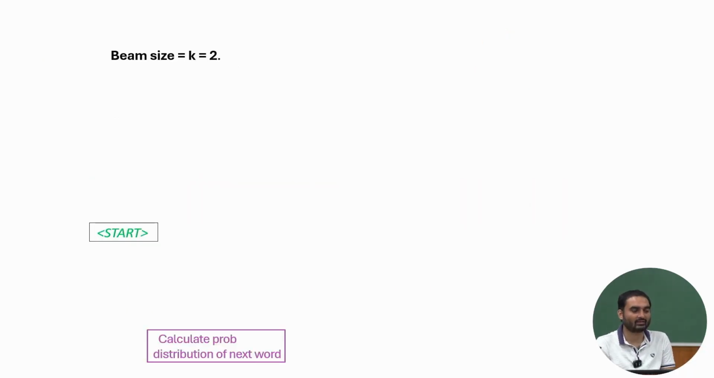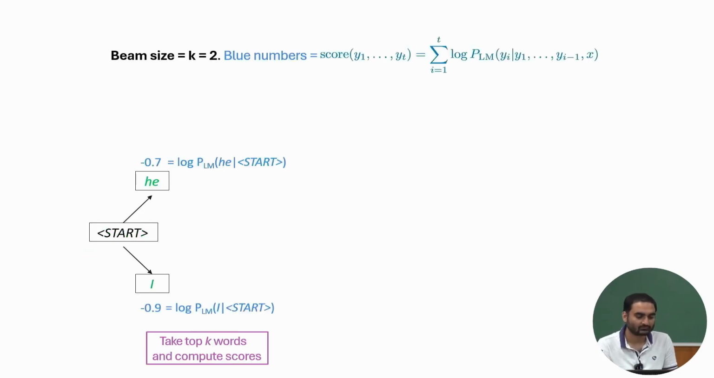Now let's look at an example. This is an example of a beam search of size 2. I start with the special token start. This is the decoding stage, inference time, not the training time. Remember this. Let's say the value of k is 2. So I have generated two tokens, I and he.